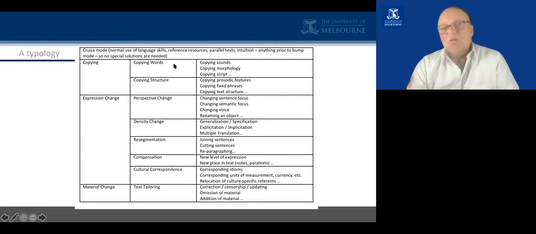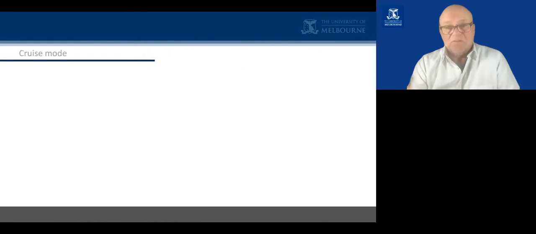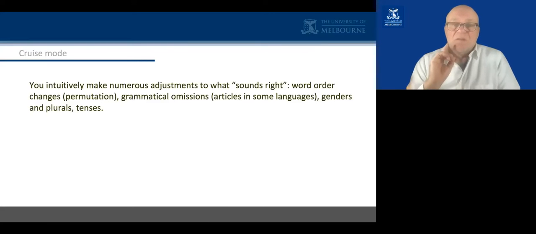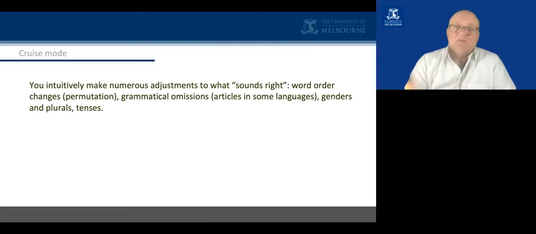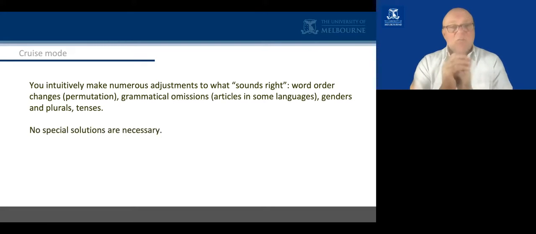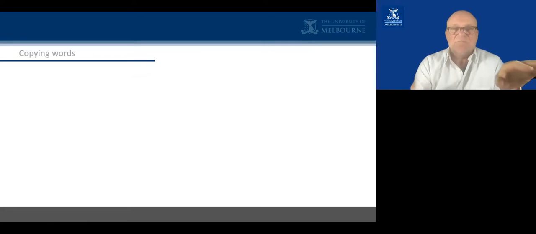And underneath all of these categories, there's a whole lot of different things that people can do in different situations. And these lists have three dots. That means they can go on and on and on. Translators do many wonderful things. They have lots and lots of tricks. The important thing is that cruise mode means you're doing things that are quite complex, but no special solutions are necessary. Remember that. Cruise mode, that's out of it.